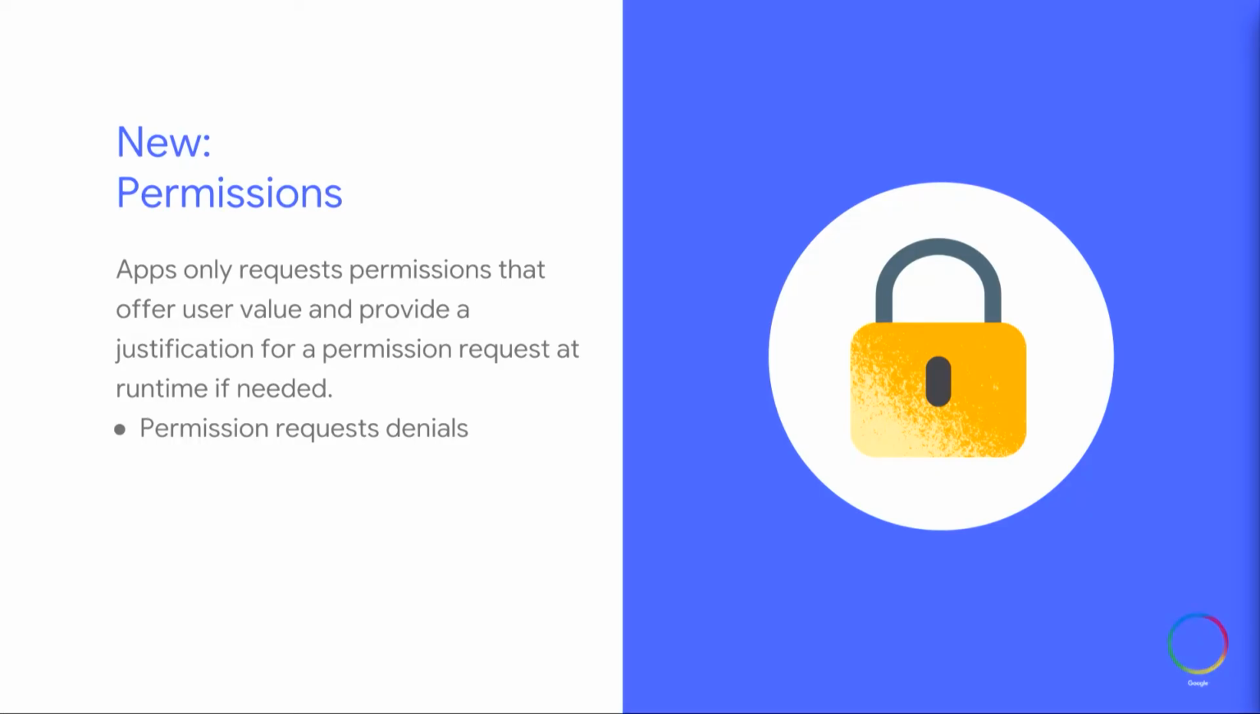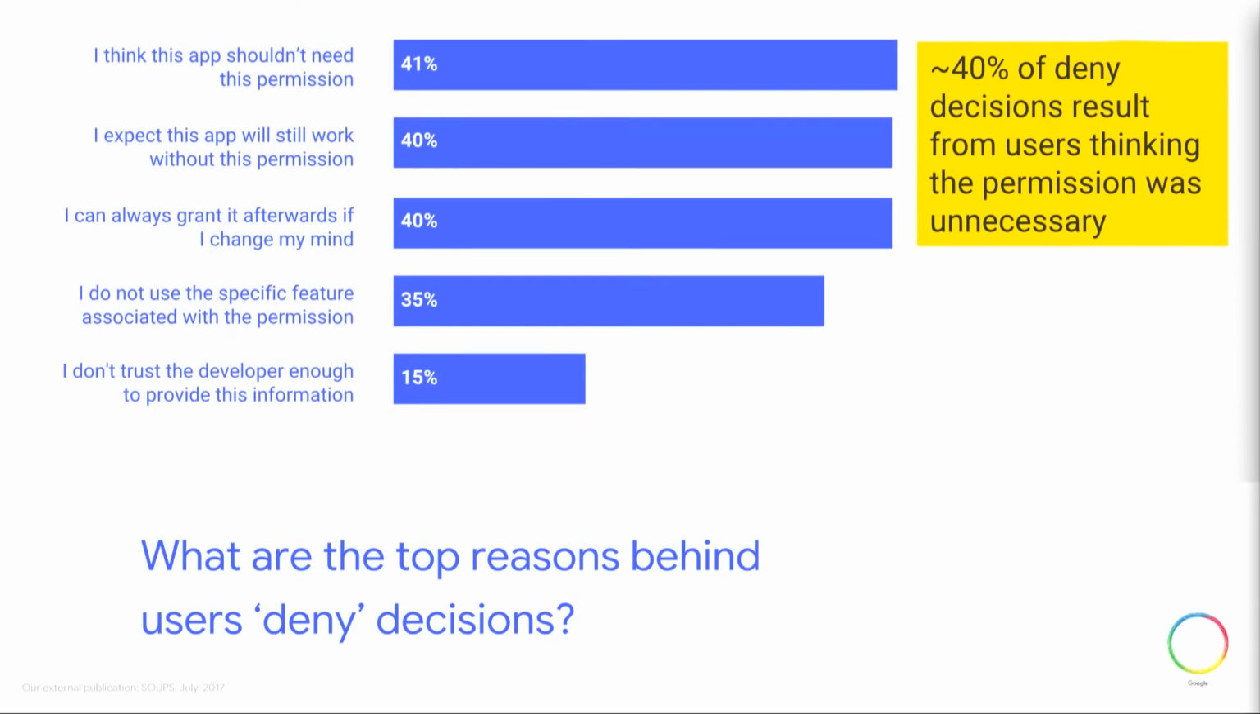Lastly, we're introducing permission denial rates. These metrics help you understand whether or not users are granting the permissions that your app needs. Why is this important? When we investigated the top reasons that users deny runtime permissions, 40% of those denial decisions were because users thought that the permission being requested was unnecessary.